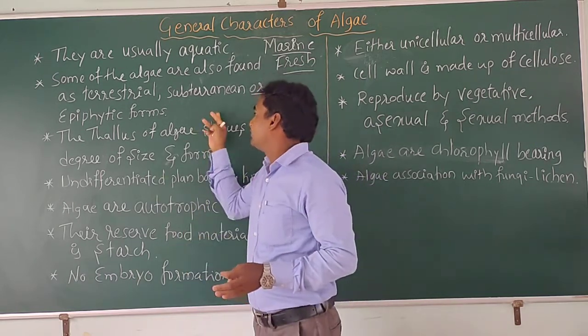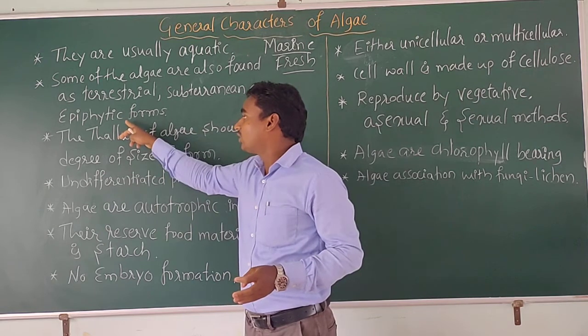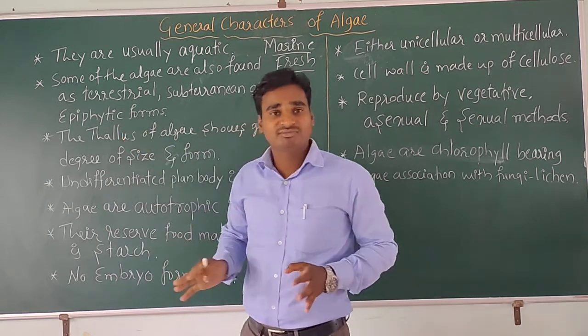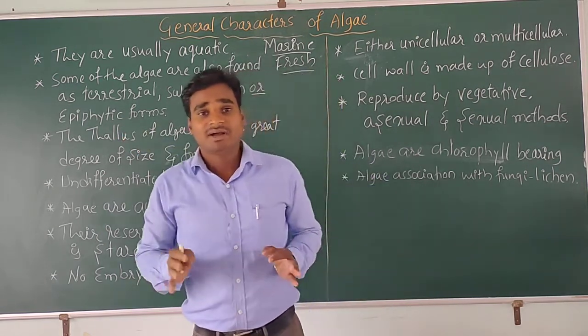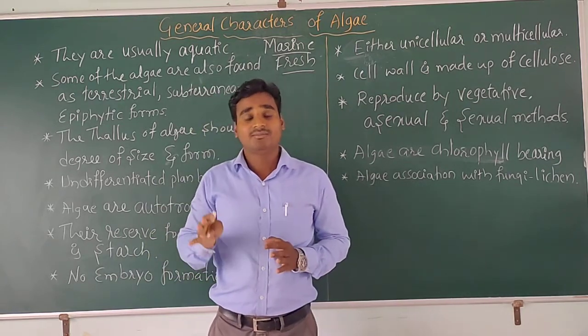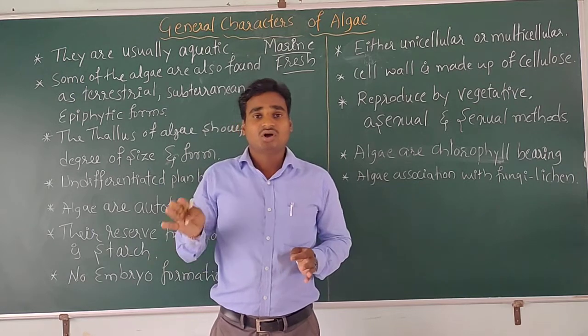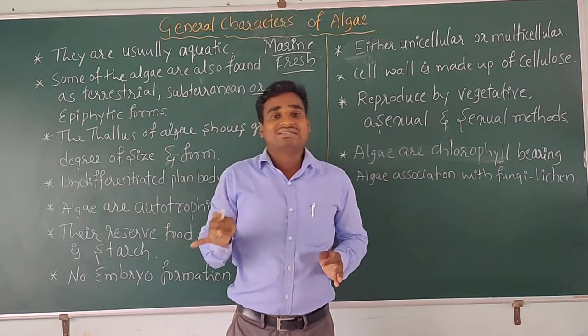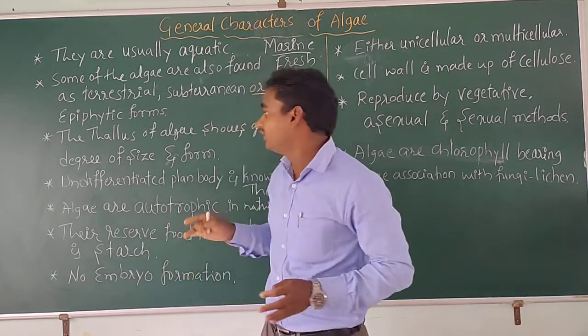And there are subterranean and epiphytic forms. Epiphytic forms means they are present on the animal body. Algae are attached to the animal body, or some algae occur on the plant trunk. That is the epiphytic form.